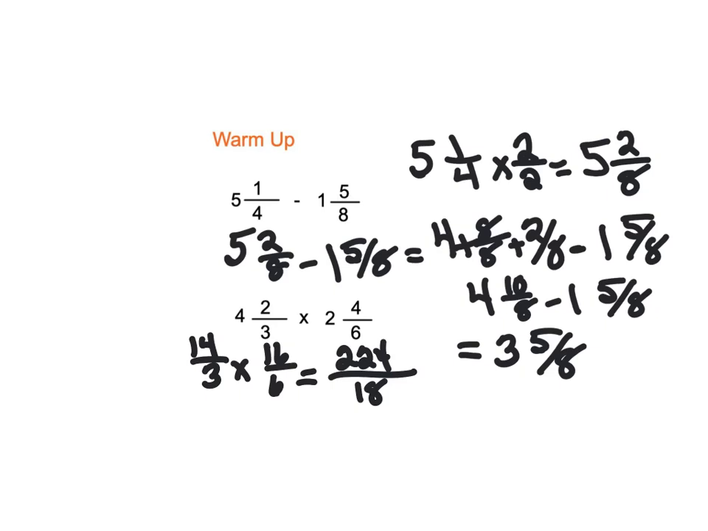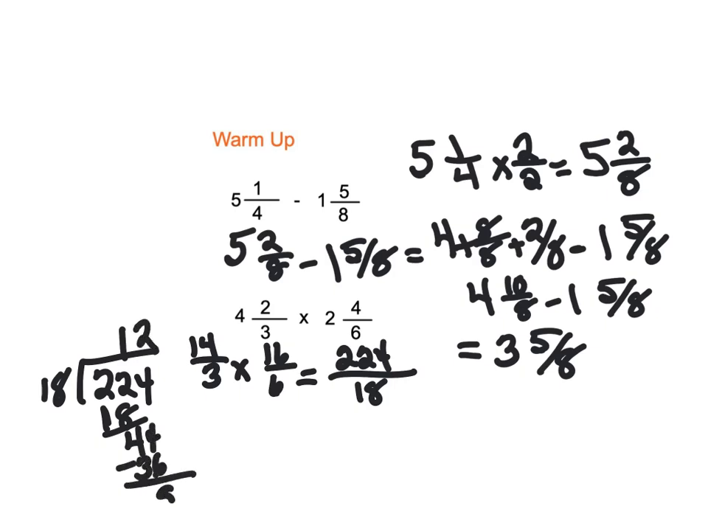I am going to turn this improper fraction into a mixed number by dividing 224 divided by 18, and I will get 12 with a remainder of 8, and I'm going to use that as a fraction, so I have 12 8/18ths, and I know that 12 8/18ths can be simplified to 12 4/9.